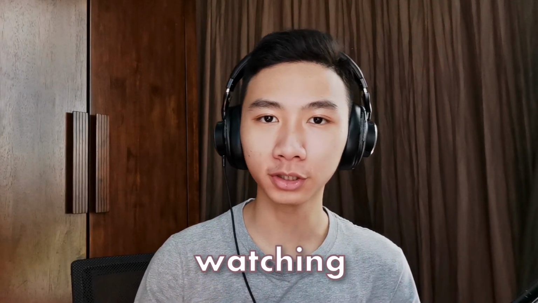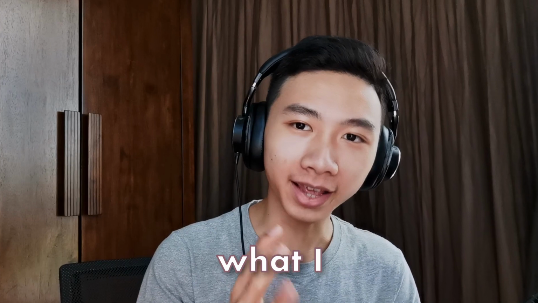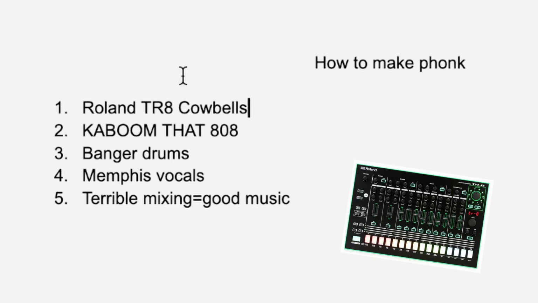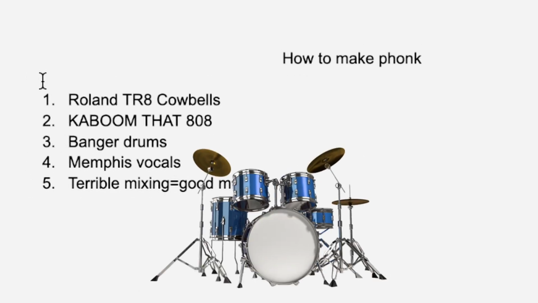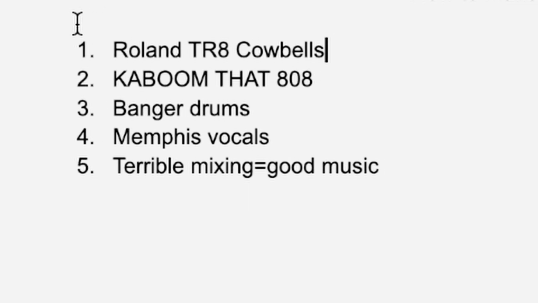Okay, so after watching a few tutorials and listening to a few funk beats, this is what I came up with. How to make funk. Number one, you gotta have the Roland TR8 cowbell sounds, which are actually in FL Studio. Number two, you need a kaboom, that 808. Number three, you need some banger drums. Number four, you need Memphis vocals, you know, like the shouting kind of rap vocals. And the last one is terrible mixing equals good music.